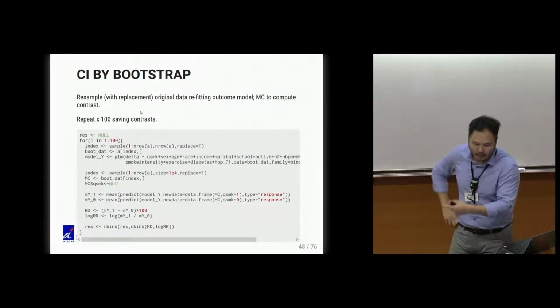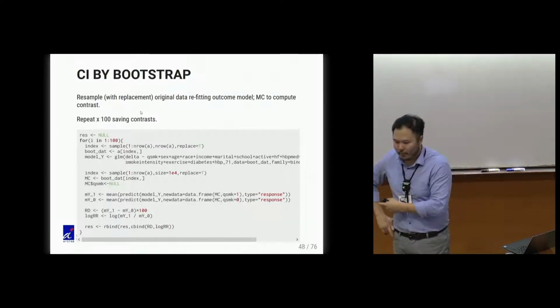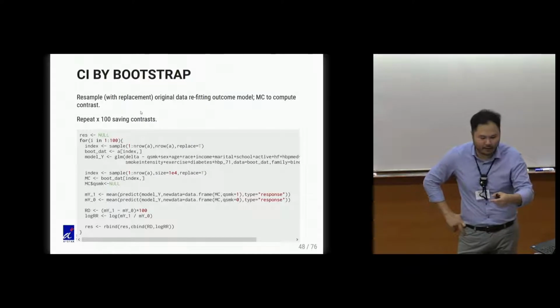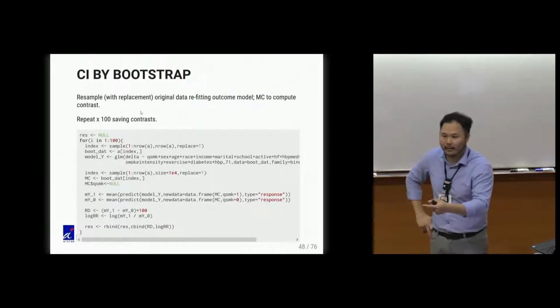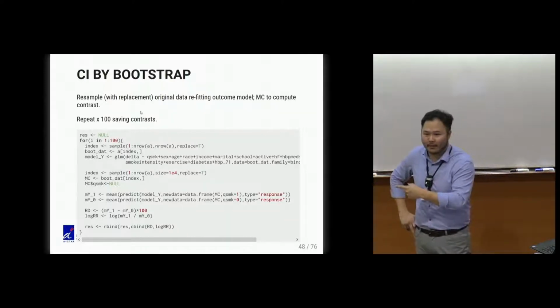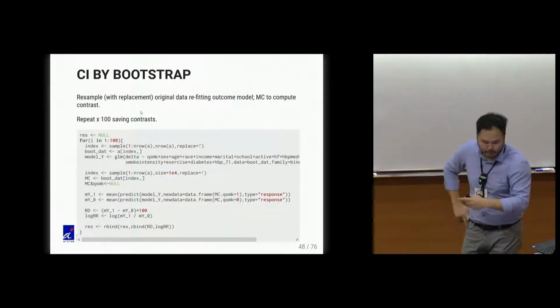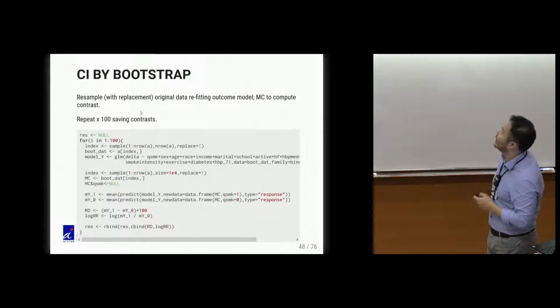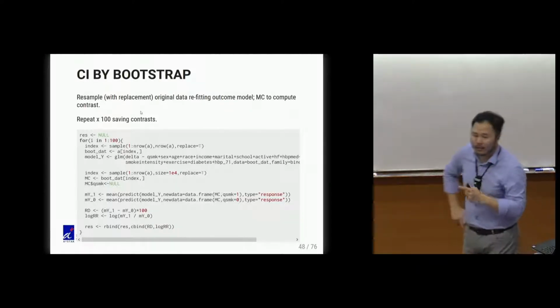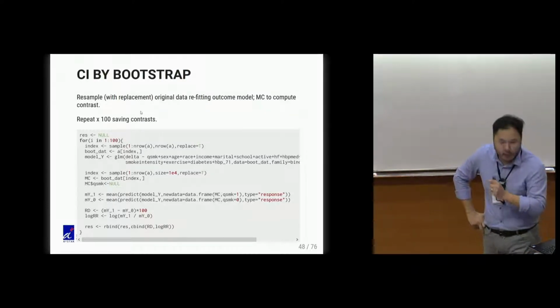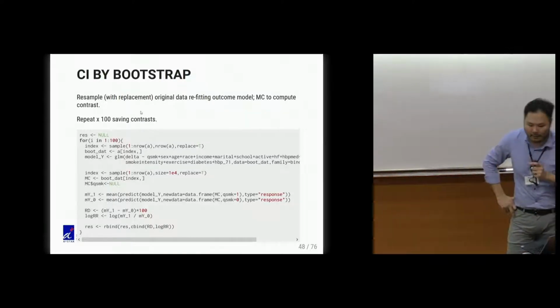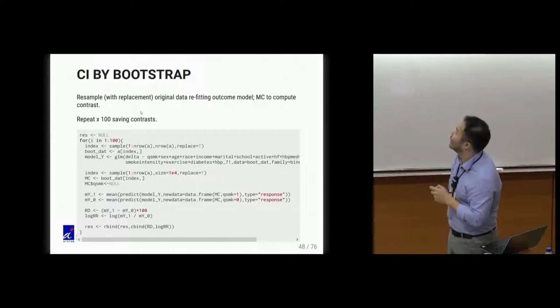So because we resampled, we don't have a good distribution that we can look at, so the only way to get the standard errors and the confidence interval is to bootstrap this process. And so you'll see here that we will take 100 bootstrap samples, and in each one of those, we have to resample with replacement, refit the statistical model, so the model for Y.